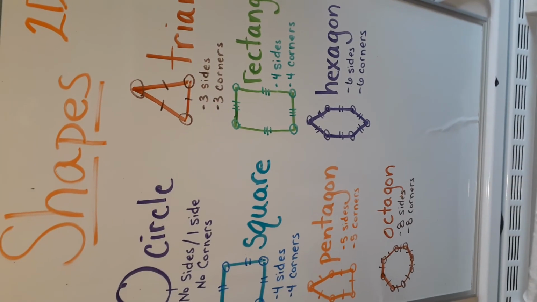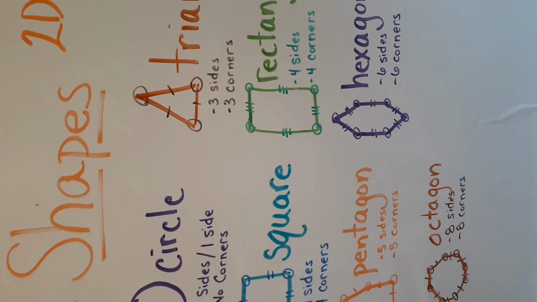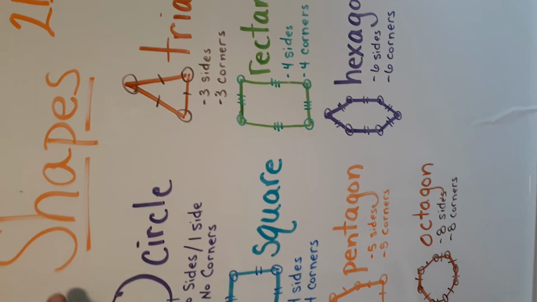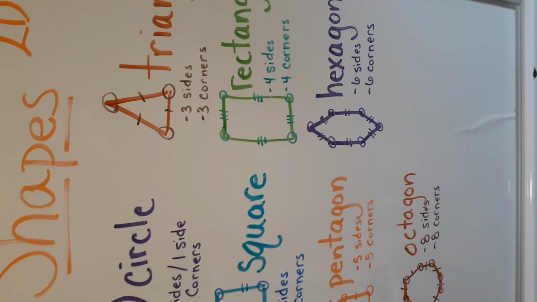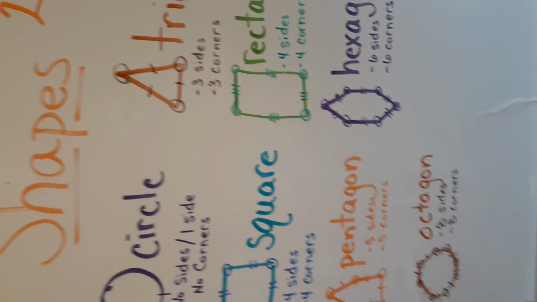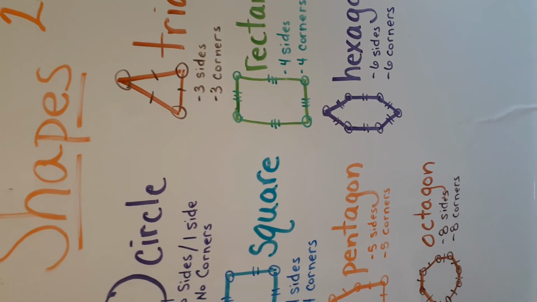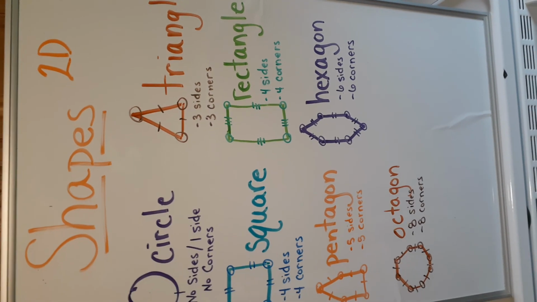A pentagon has 5 sides and 5 corners. A hexagon has 6 sides and 6 corners. And an octagon, which is the stop sign shape. That's a tongue twister. Stop sign shape has 8 sides, 8 corners. And these are your 2D or two-dimensional shapes.